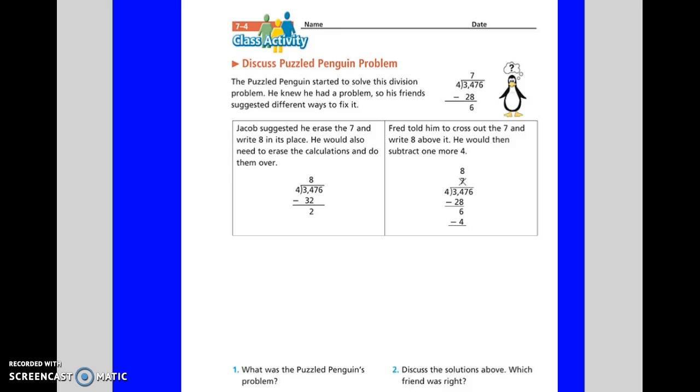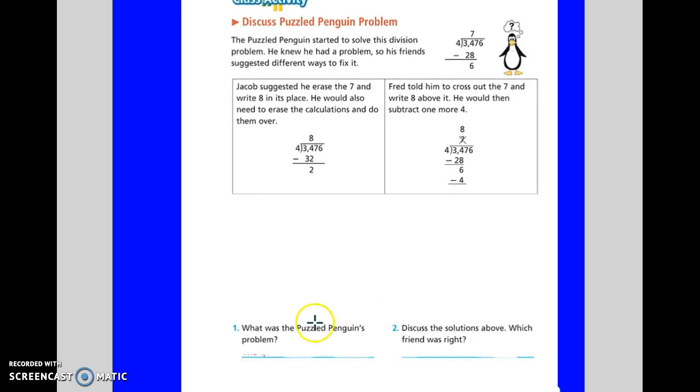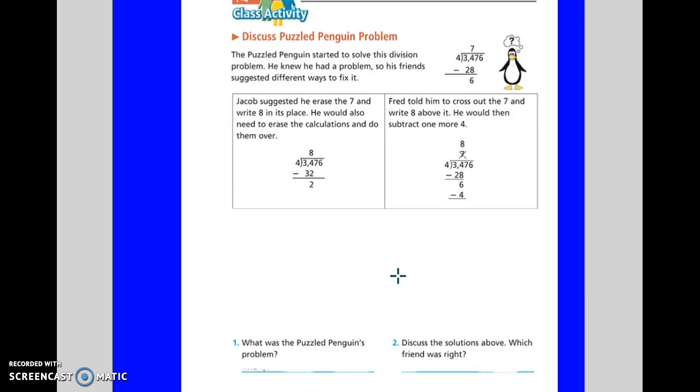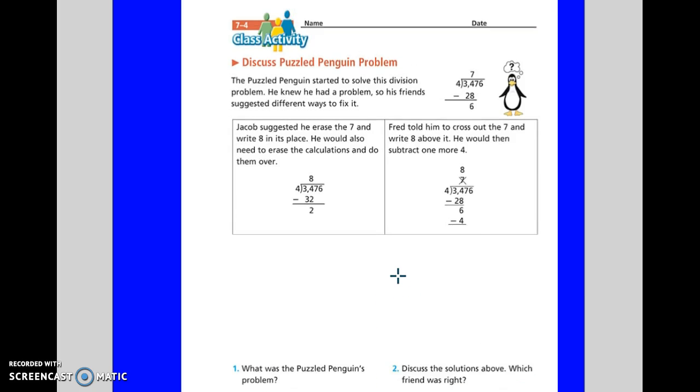So the first thing we're going to do is discuss this puzzled penguin problem. It says, the puzzled penguin started to solve this division problem. He knew he had a problem, so his friends suggested different ways to fix it. So first I want us to look at this problem really carefully, and I want you to think, what is the problem with this division problem? Go ahead and look at it, and then I'm going to ask you that. Let's see if we can figure it out. What was the puzzled penguin's problem?